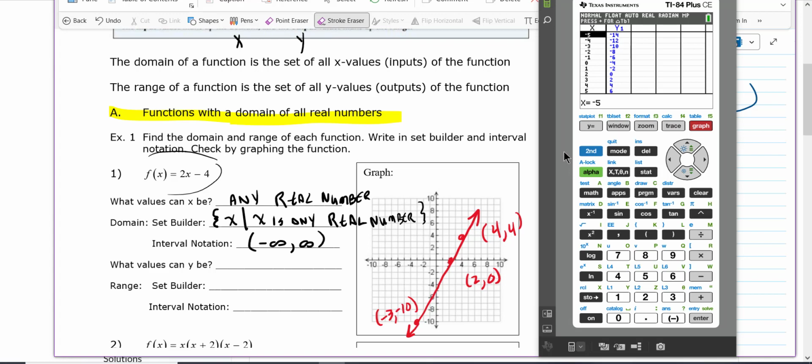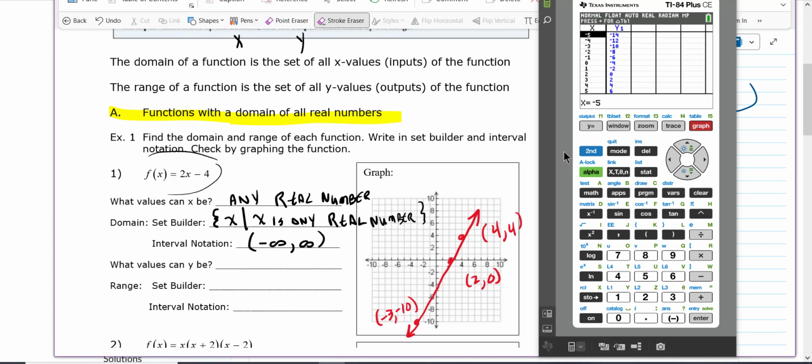Okay, when we answer the question about what y can be, really the only way you're ever going to figure that out is look at what the graph looks like. So if you look at this graph, what does it look like? Y is this way. Does it look like y can be anything? This thing does go on forever.